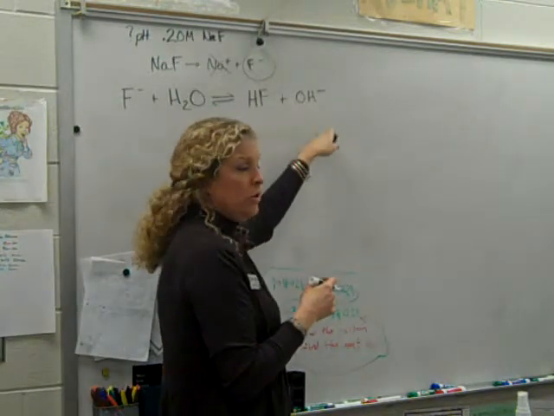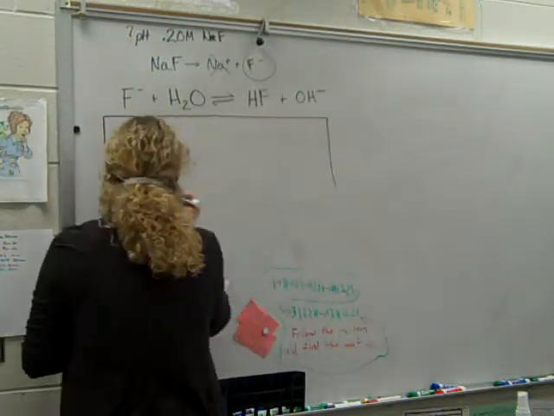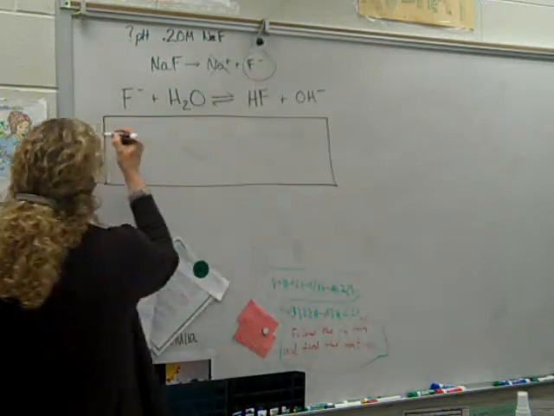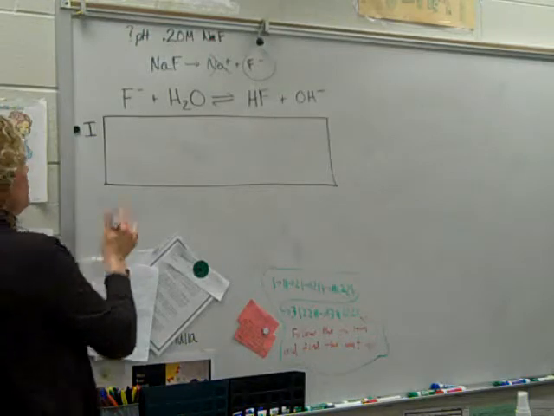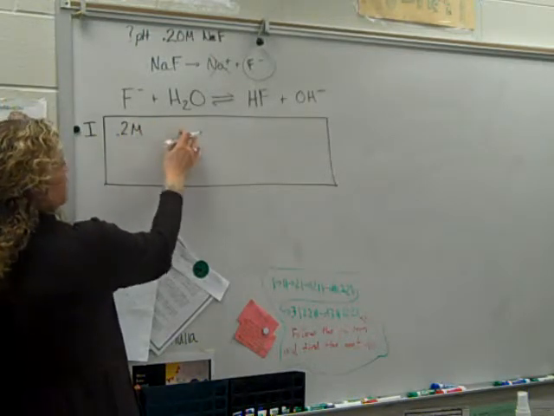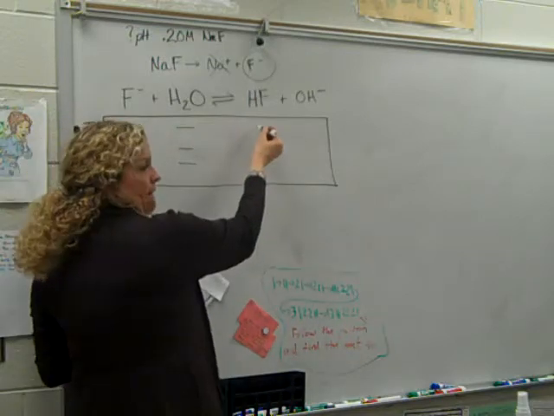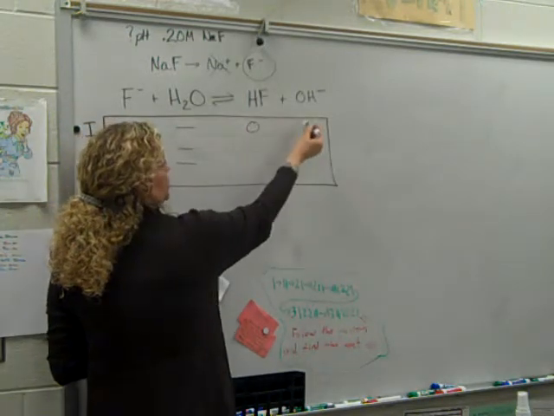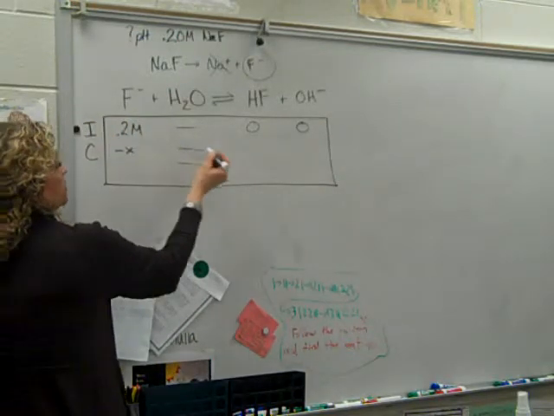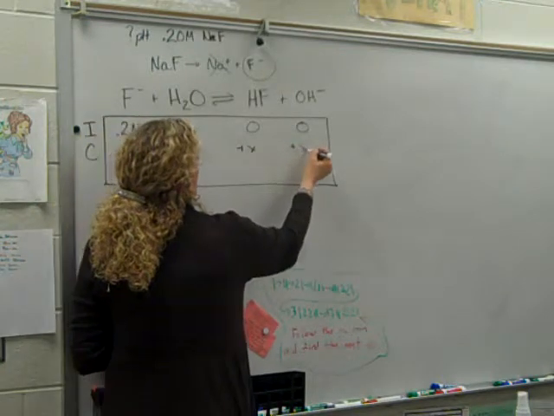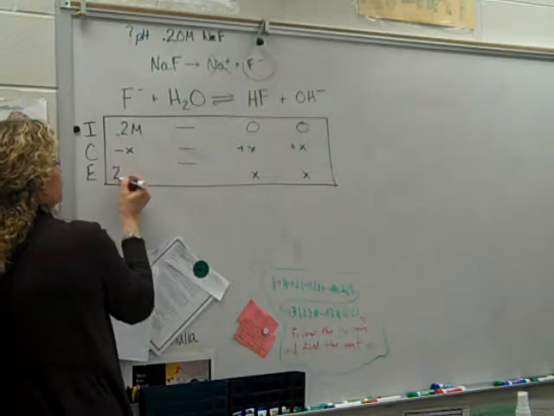Do you see that as our base plus water yields a conjugate acid and the OH minus? Is that cool? Okay. So now we're going to set it up as a RICE box. What am I going to plug in? What's the only number I have? 0.2. What am I going to plug in for water? We don't care. How about HF? How does that start? 0. How does OH start? 0. This is going to go down by 1x, up by 1x, up by 1x. This will be x, x. This should be 0.2 minus x.